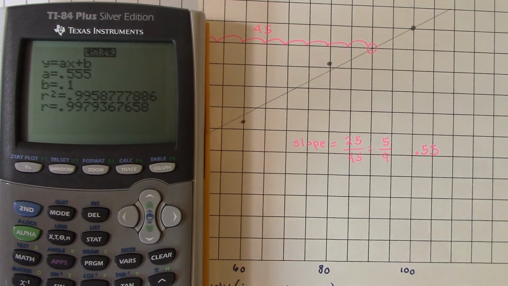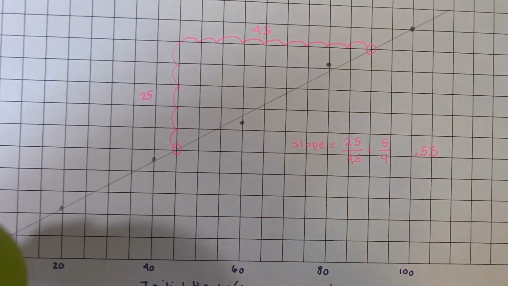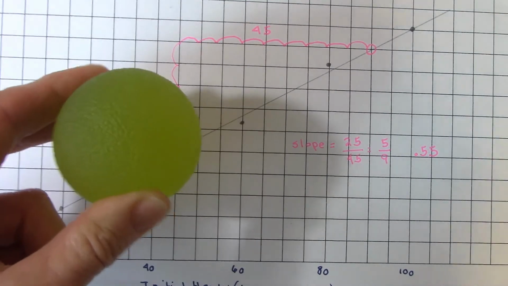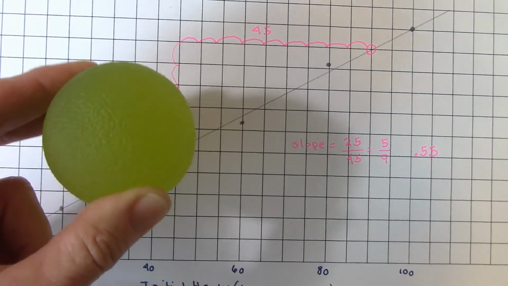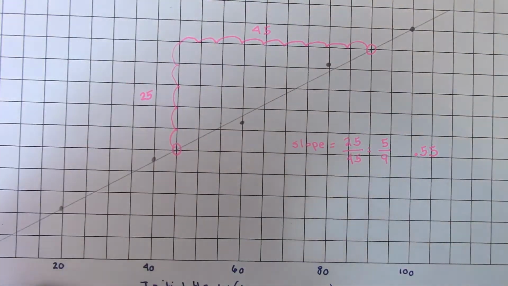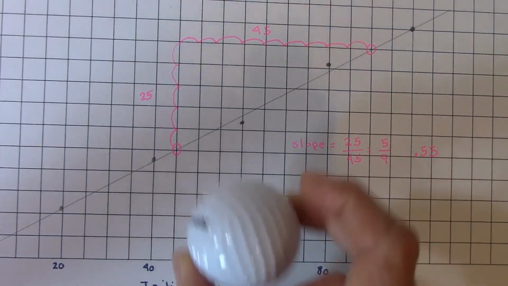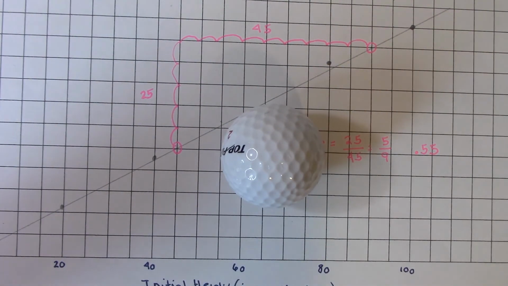But when I compare all 4 of the balls and the amount that they bounce back, their slope, what I found is that the squishy ball has the smallest slope. It's this one right here. And it is in fact very squishy. And the one with the highest slope is the golf ball, which is very rigid. The slope of the golf ball was very close to 1.